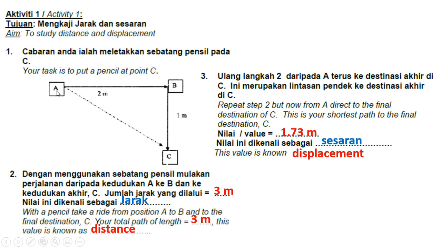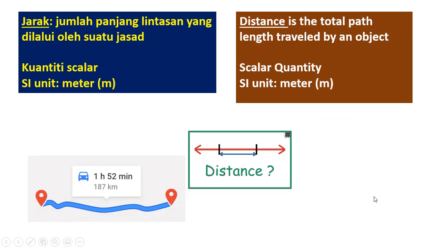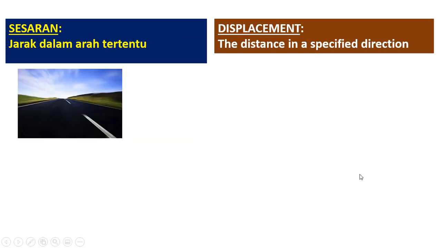Okay. So distance is the total path length travelled by an object. Distance is a scalar quantity and the SI unit is meter. Okay, from this point to this point is 187 kilometers. So this is the distance. So now what is displacement? Displacement in the definition is the distance in a specific direction. So the distance with a specific direction.